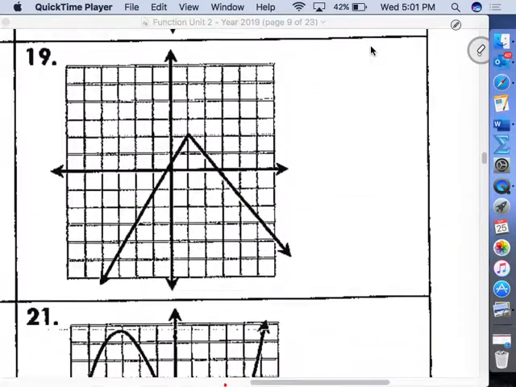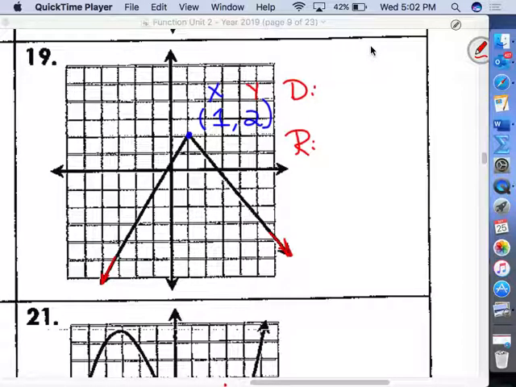And let's see, number 19 has a definite starting point, has a definite peak, and this is going to be the ordered pair (1, 2). X-coordinate, y-coordinate. Noting that I've got the arrows going off the paper, or off the grid rather, telling me that this shape is going to continue to grow. So let's do the domain, let's do the range.